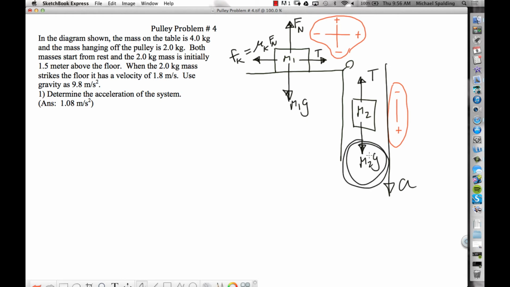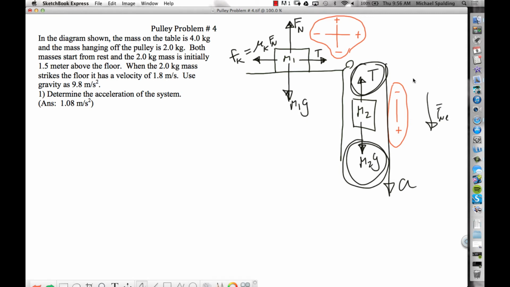M2G is slightly bigger than T, right? If M2G is a little bit bigger than tension, which way is the net force? The net force is down. Net force and acceleration are always together.